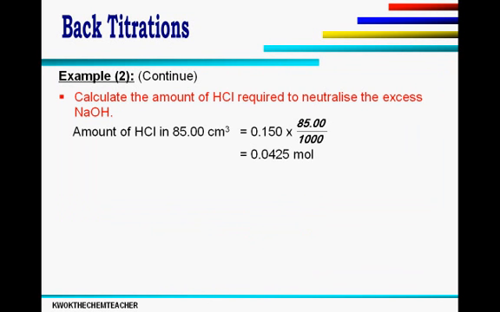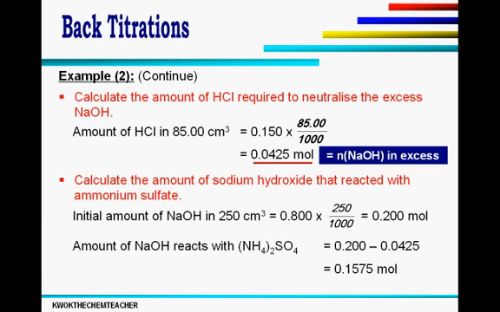Our first step is to calculate the amount of hydrochloric acid required to neutralize the sodium hydroxide. It is the concentration of hydrochloric acid multiplied by the volume of hydrochloric acid. This amount is equal to the number of moles of sodium hydroxide that is in excess as well. Calculate the amount of sodium hydroxide that reacts with ammonium sulfate, which is the initial amount of sodium hydroxide in 250 cm³, 0.800 multiplied by the volume used, minus the excess sodium hydroxide.